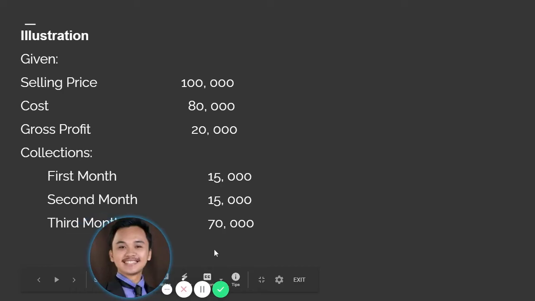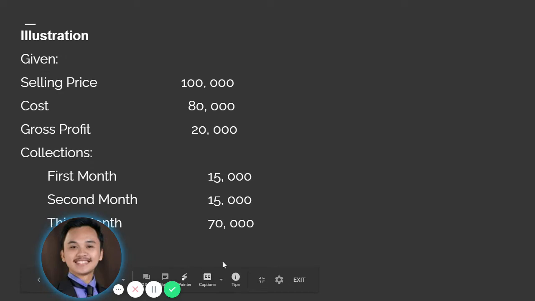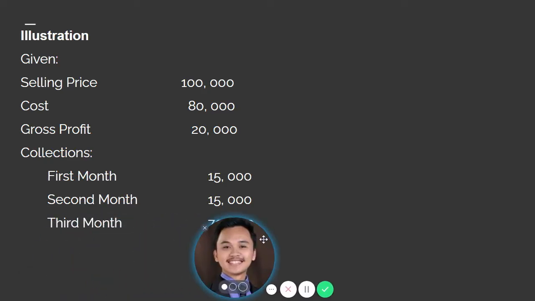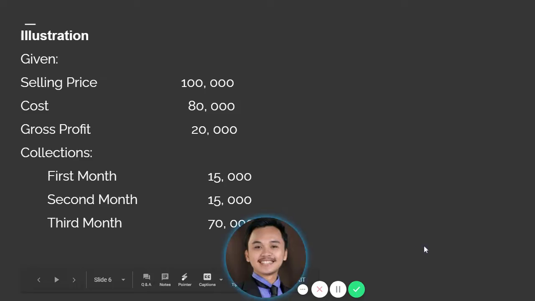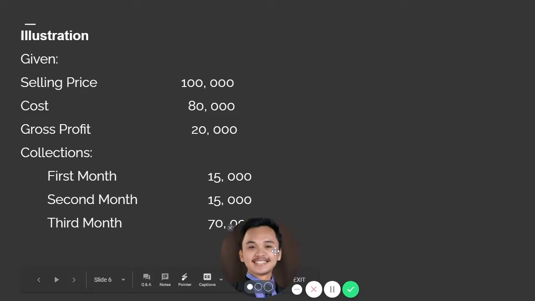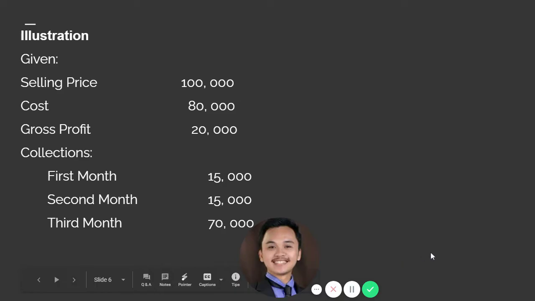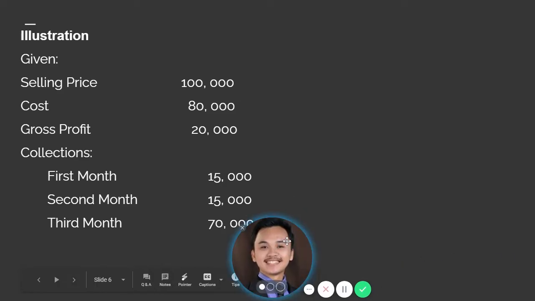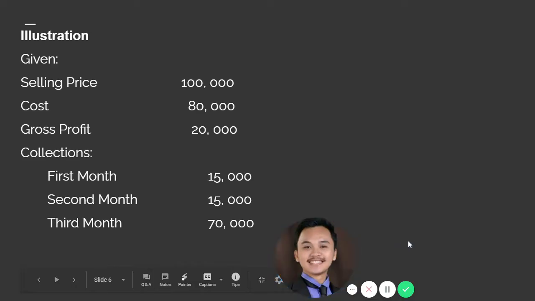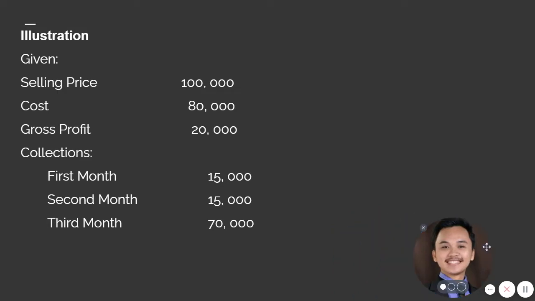We have a selling price of 100,000, and a cost of our merchandise of 80,000, and a gross profit of 20,000. Now for the purpose of computing our realized gross profit under installment sales, it is necessary for us to compute the gross profit rate. We simply divide our gross profit by the total selling price, which is 20,000 over 100,000. So our gross profit rate here will be 20%.